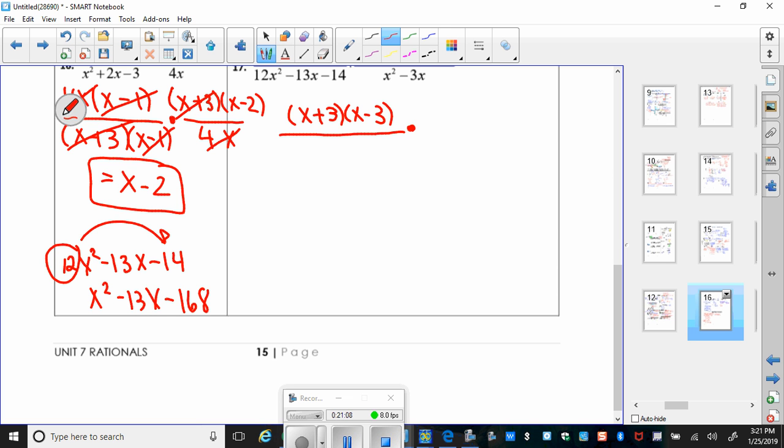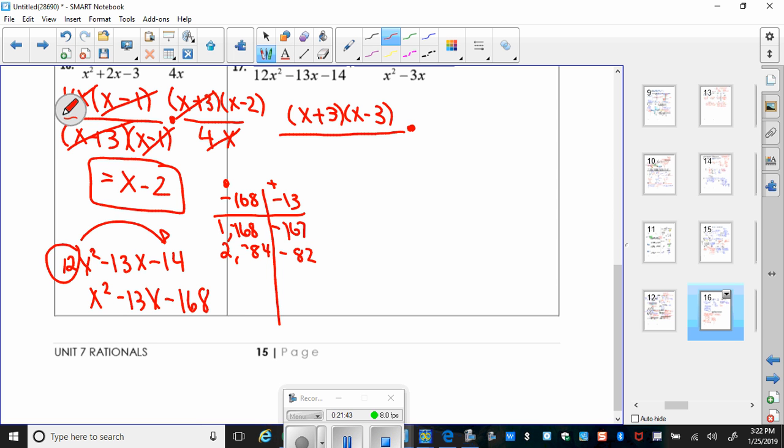It's obviously not going to be 12 and 14. So I'm just going to go through the factors of 168. I need two factors that multiply to negative 168 and add up to negative 13, right? So 1 and 168 would not work because I would get negative 167. 2 and negative 84 wouldn't work. That would be negative 82.